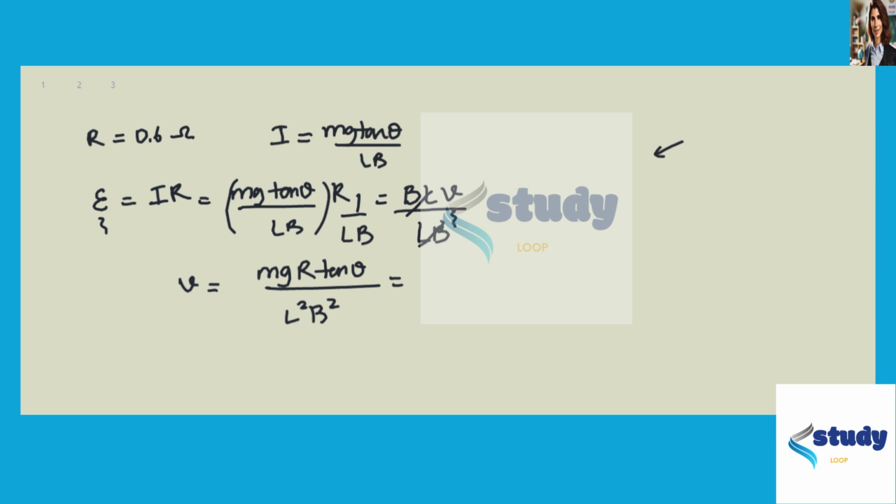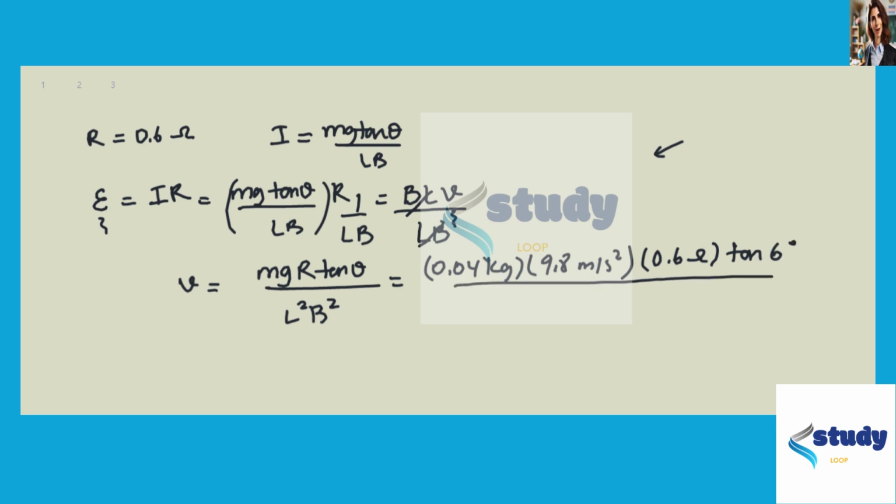So again, the mass was 0.04 kilograms times 9.8 meters per second squared, right? Gravitational acceleration. R is the resistance, 0.6 ohms, and our angle is 6 degrees. Divided by L, which was 32 centimeters, so let's convert that to meters, and then we have B squared, so 0.45 Tesla squared. Then our velocity, the speed, happens to be 1.2 meters per second for our copper bar.